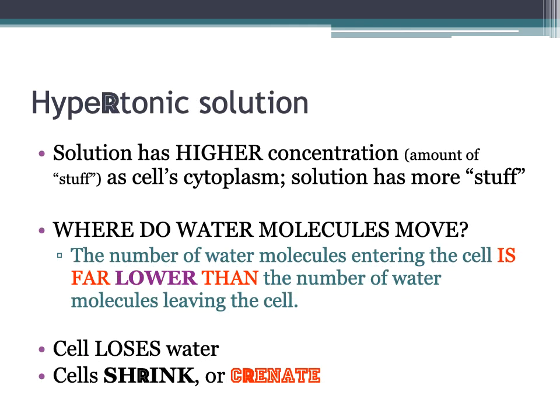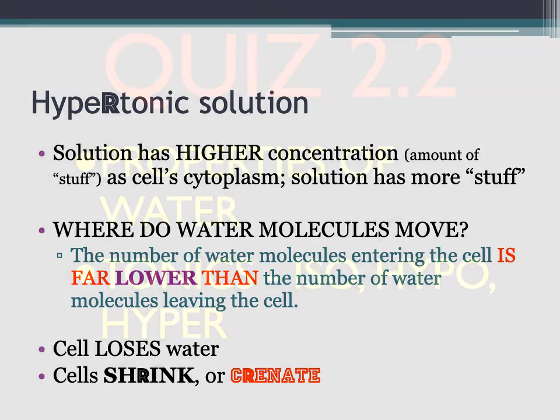The last solution you'll need to have memorized is hypertonic. R in hyper, because if you look down at the bottom, the cells will shrink. The solution has a higher concentration amount of stuff as to the cell cytoplasm. So where do the water molecules move? They move outside of the cell. The cell loses water, they shrink or crenate. So hyper has an R in it, so does the word shrink, and so does the fancy word crenate.